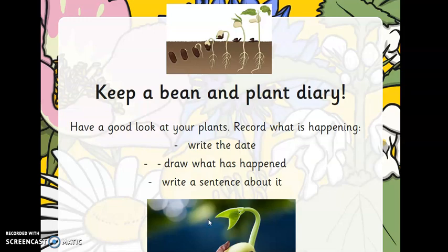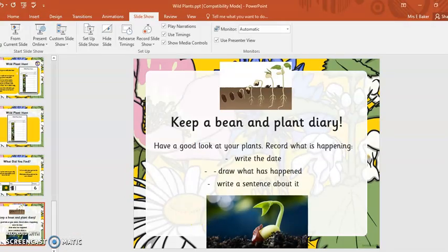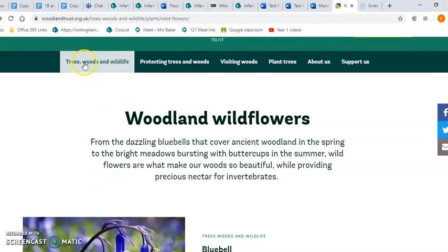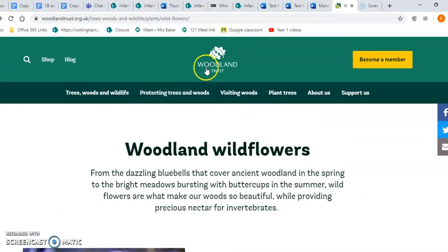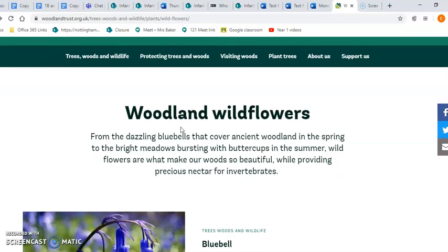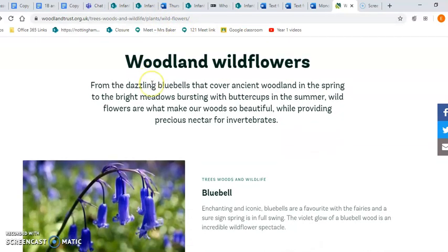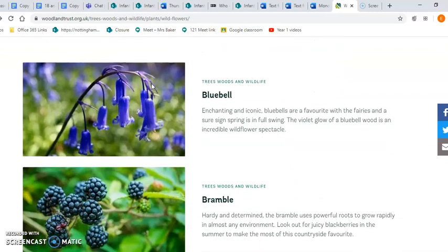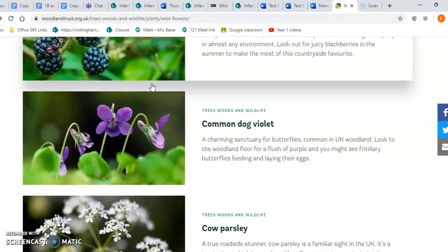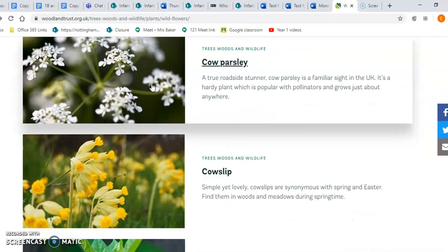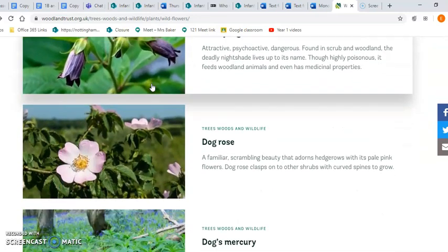Now, when you've done that, I'm going to show you this website. This is from the Woodland Trust, which is a fantastic website. And this has an amazing part of the website called Wildflowers, which is up here. Can you see? So you can scroll down, just like I've shown you, and there might be other wild plants that you want to find out about. And this has got loads.